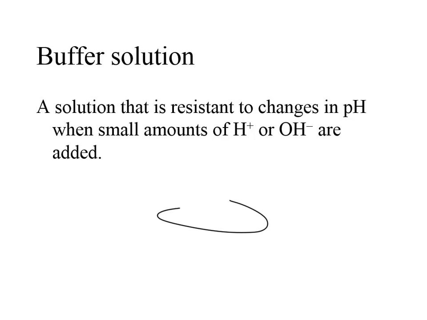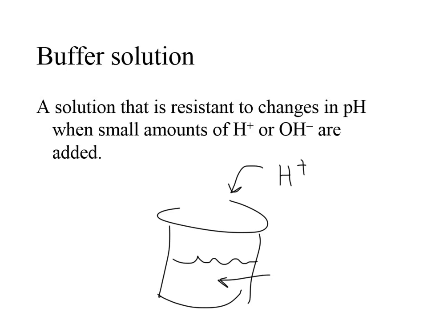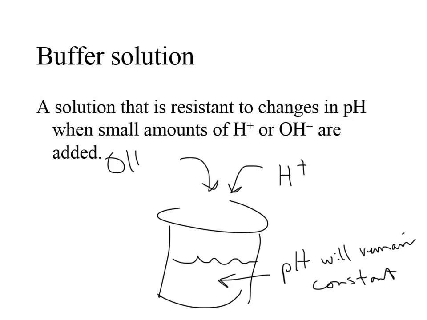Basically, if this is a buffered solution, I can add H plus, like this slide says, and it will neutralize it. I can add H plus, and the pH will remain constant. It won't budge. I can add OH minus, and again, the pH won't budge. That's a buffered solution. It's kind of like buffering against pH change.